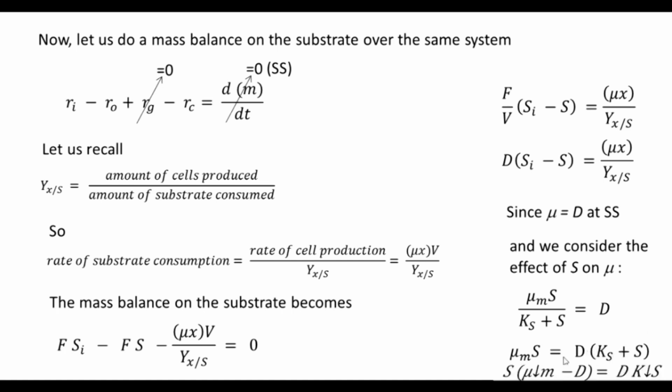Consolidating the terms in terms of S, you have a mu m S here and a D S here. Bring it to the same side, or subtract D Ks from both sides. You get S into mu m minus D equals D Ks here, and therefore S equals D Ks by mu m minus D. Okay. So we have S here and X here. We are trying to get it all in terms of S so that we can solve for S.